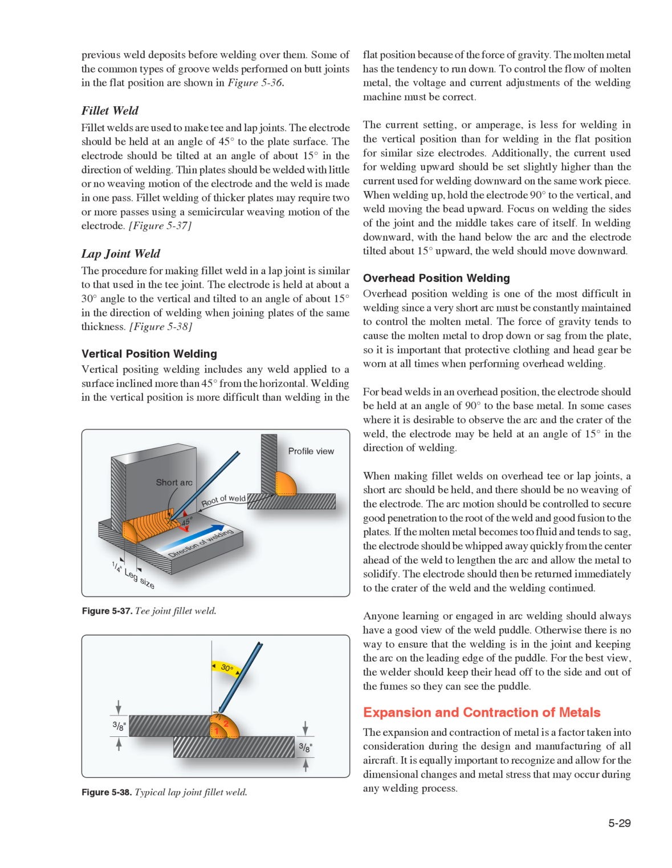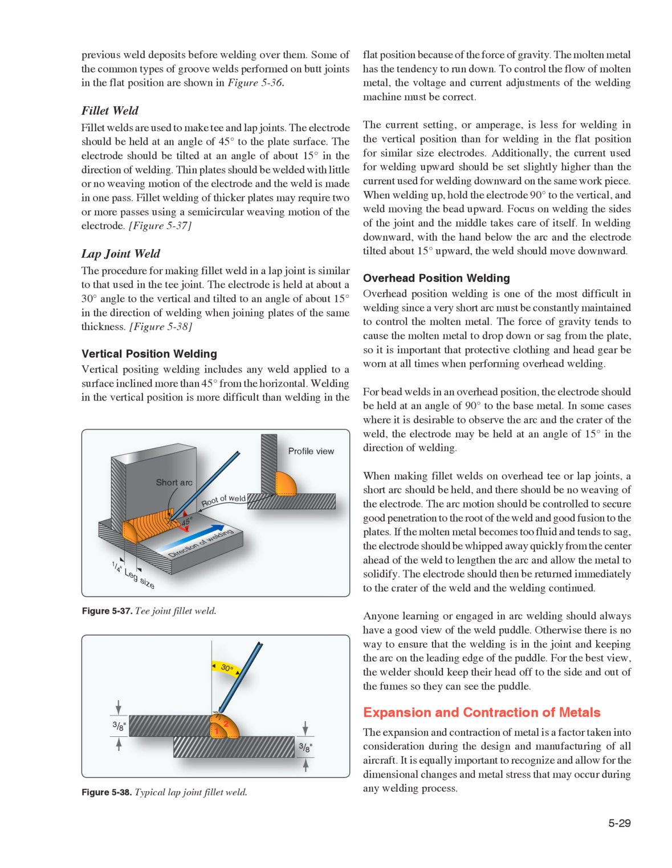The force of gravity tends to cause the molten metal to drop down or sag from the plate, so it is important that protective clothing and headgear be worn at all times when performing overhead welding. For bead welds in an overhead position, the electrode should be held at an angle of 90 degrees to the base metal. In some cases where it is desirable to observe the arc and the crater of the weld, the electrode may be held at an angle of 15 degrees in the direction of welding.